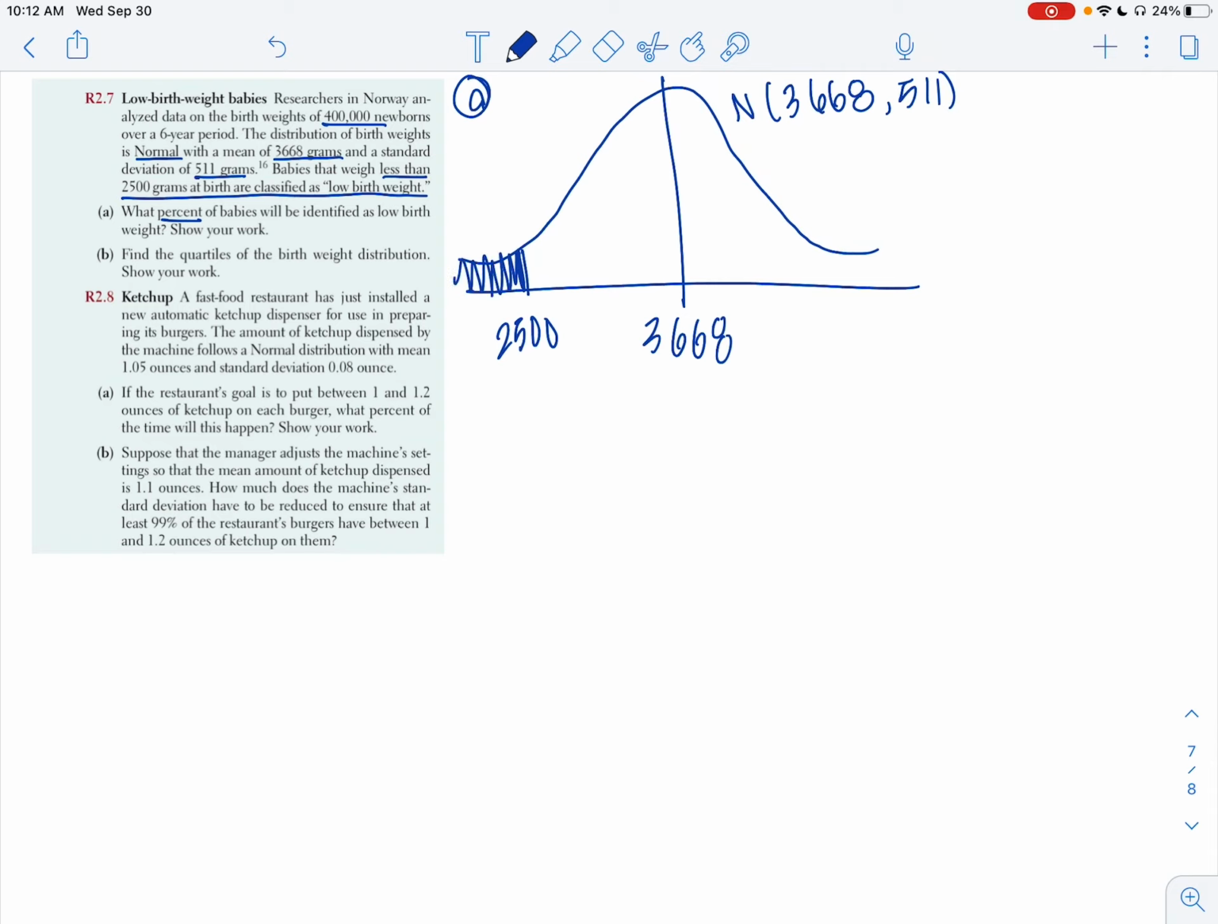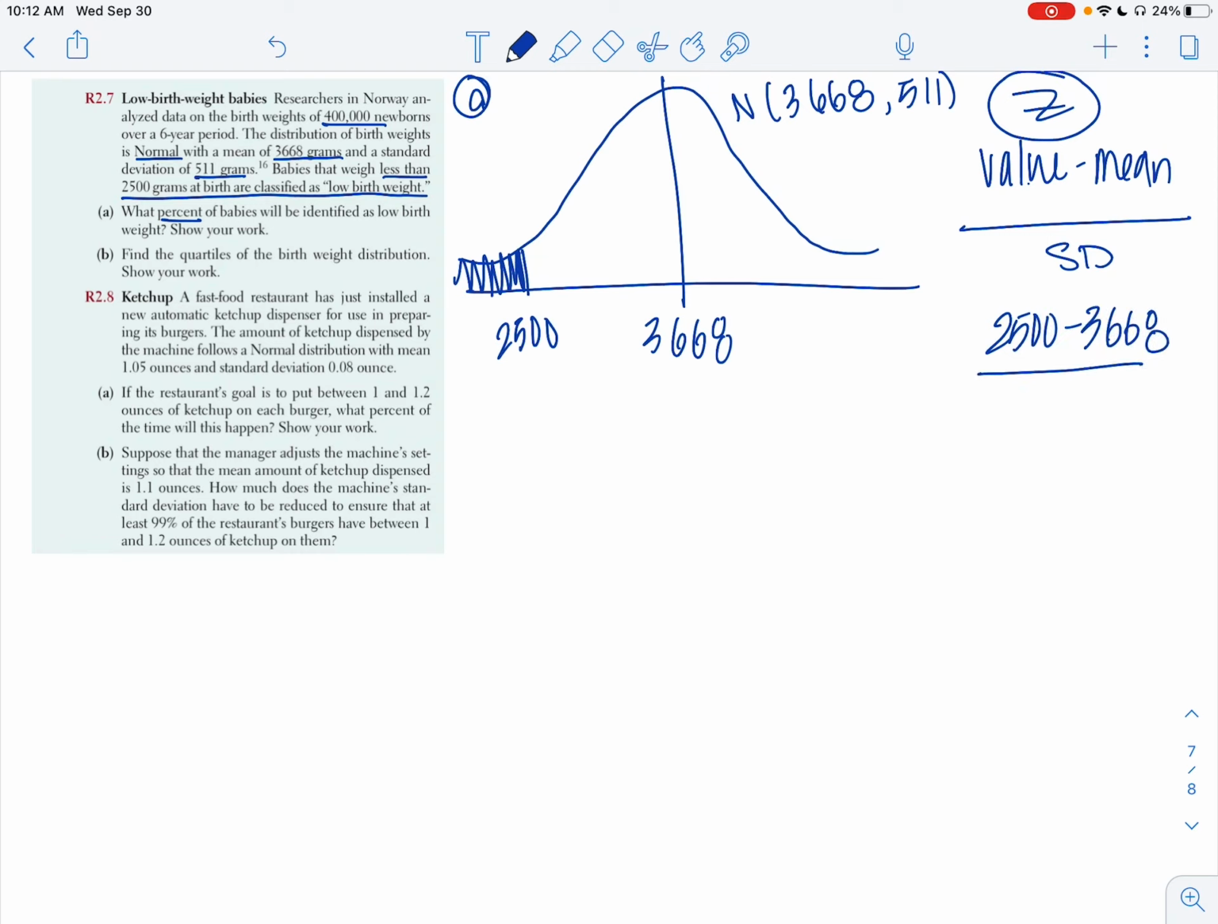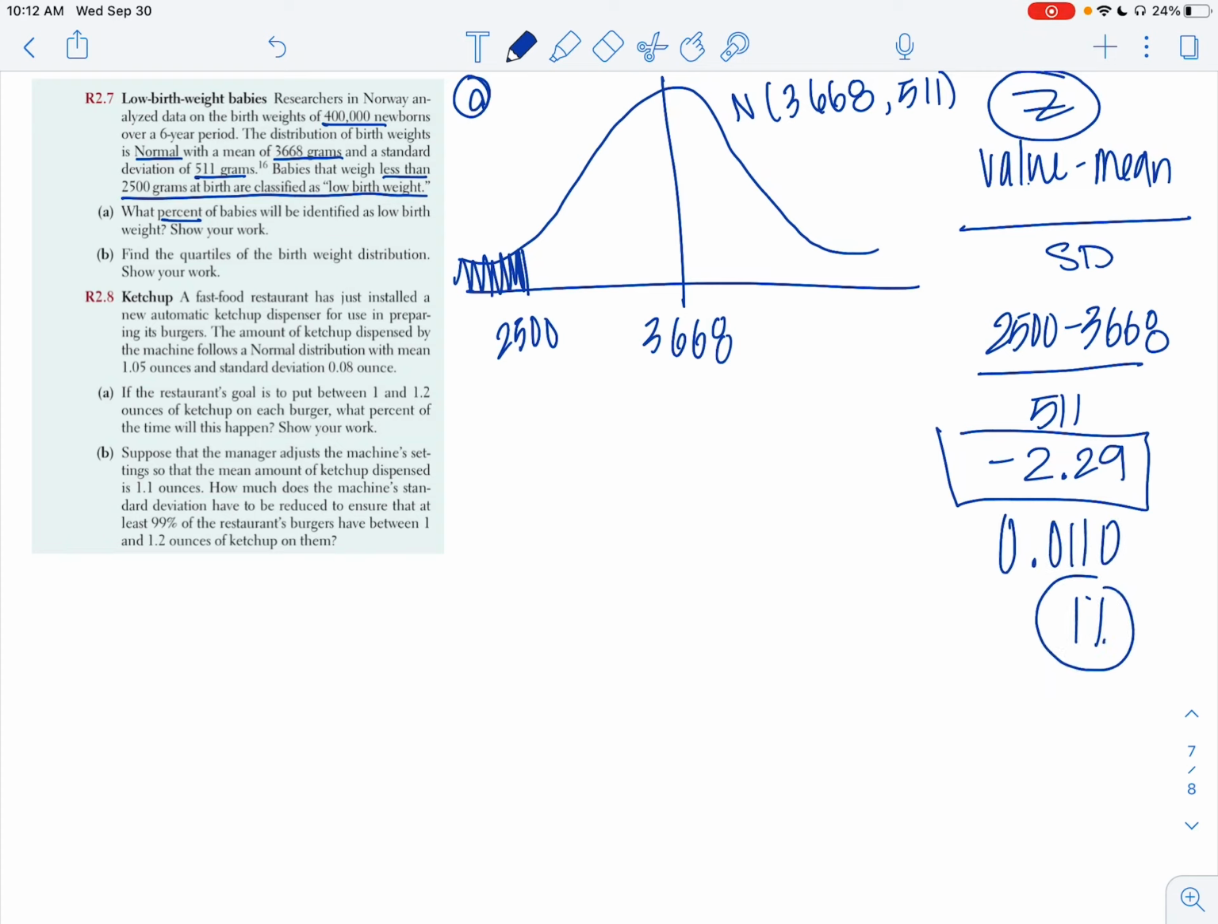So to do this, we want to find our Z-score. Again, that's value minus mean over SD. So we've got 2,500 minus 3,668 over our standard deviation of 511. When you calculate that, don't forget your negative. That's negative 2.29. You can look in the Z table to find that the value is 0.0110, so about 1%, which makes sense because that is such a small part of the curve.